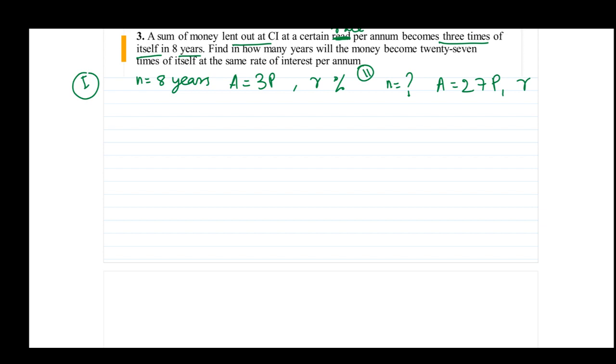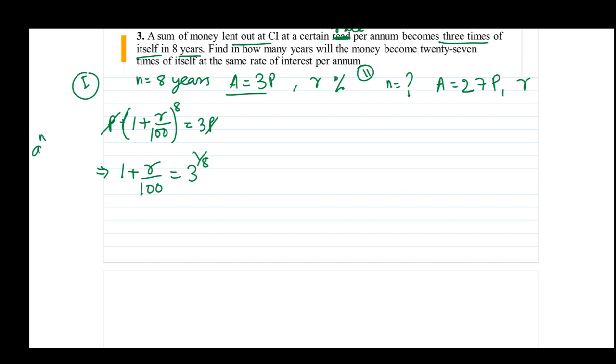Okay, so from 1 we can see it is P times 1 plus R over 100 to the power 8 is equal to 3P. See, in this I have used the formula only. Now P is cancelled. So from here you can write 1 plus R over 100 is equal to 3 raised to the power 1 by 8. We know, right? If A to the power n is equal to B, then A becomes B to the power 1 by n. You need to know this.